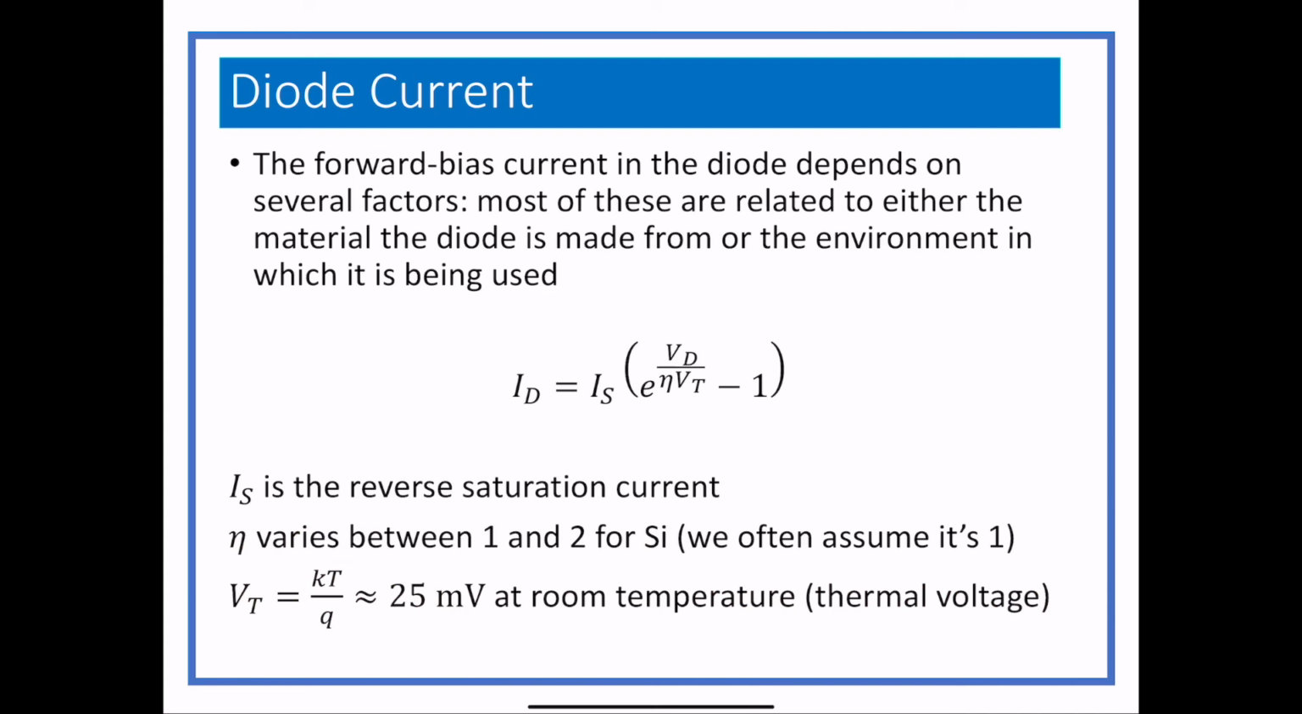So don't get tripped up. If it's 25 or 26, it doesn't really matter. It's not going to change things radically, but a lot of times we end up using 25 because it's a nicer number than 26. But the thermal voltage is pretty much always going to be a constant in here. And VD is the voltage that's being applied to the diode? That is the voltage across the diode, yes.